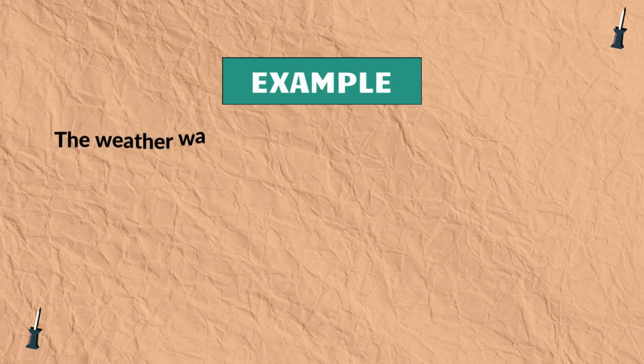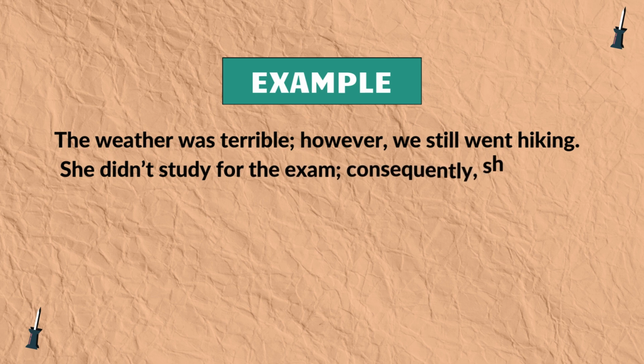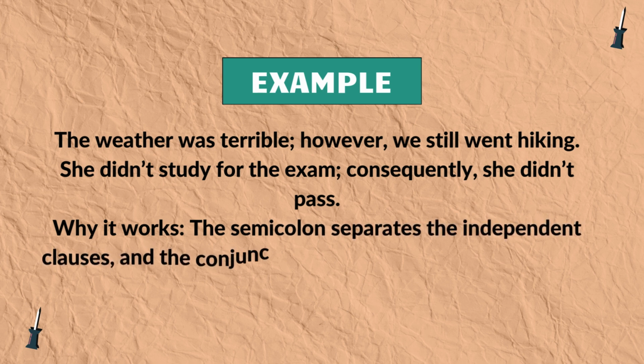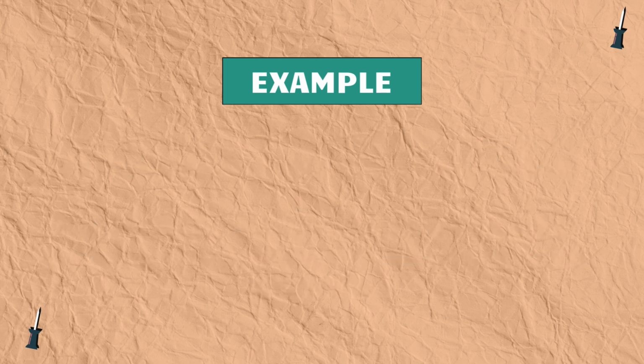For example, "The weather was terrible, semicolon, however, comma, we still went hiking." "She didn't study for the exam, semicolon, consequently, comma, she didn't pass." So why does it work here? Because it separates two independent clauses and the conjunctive adverb shows the relationship between them.